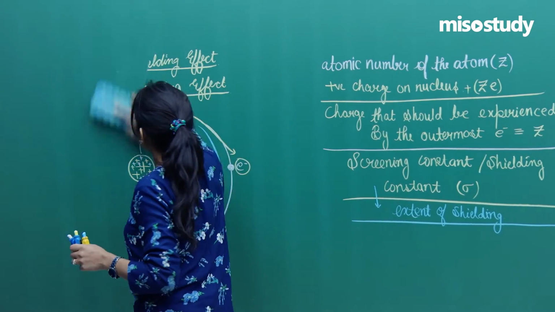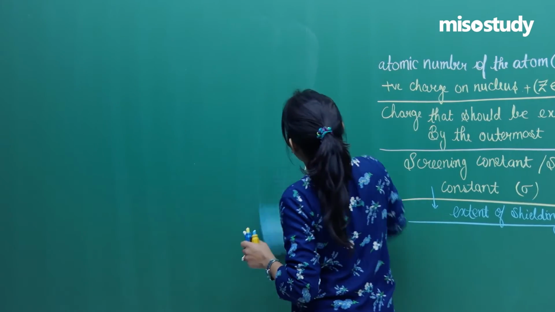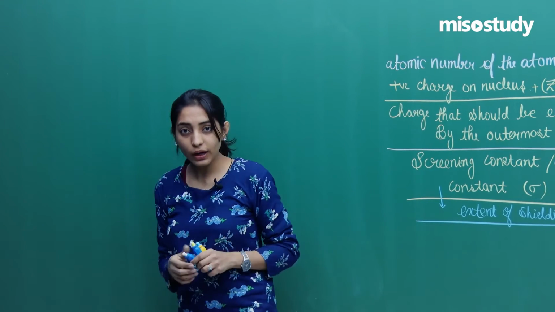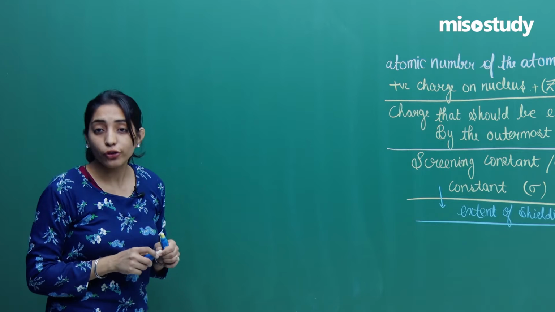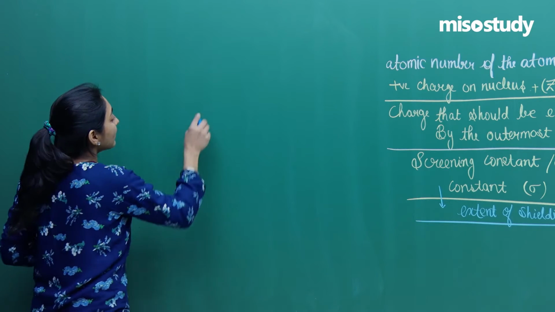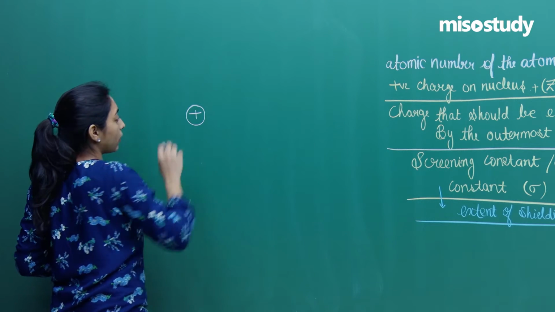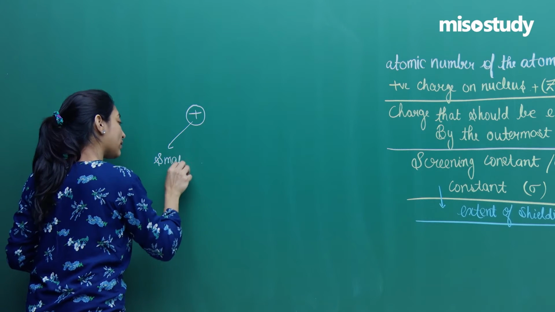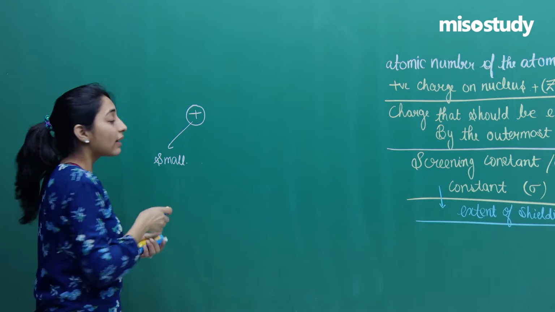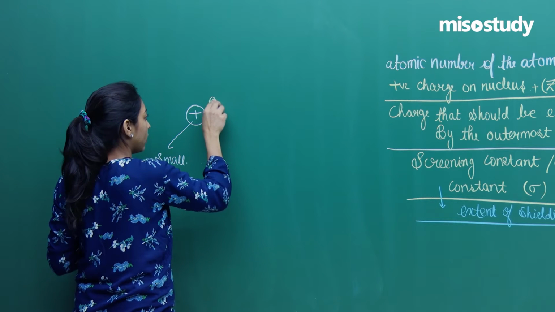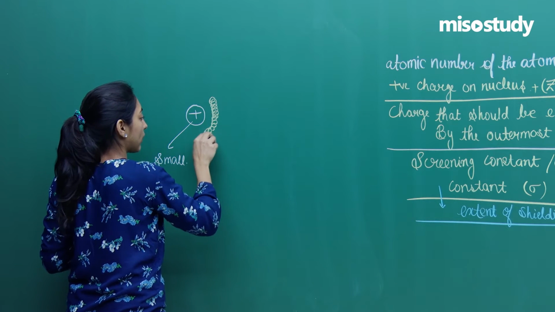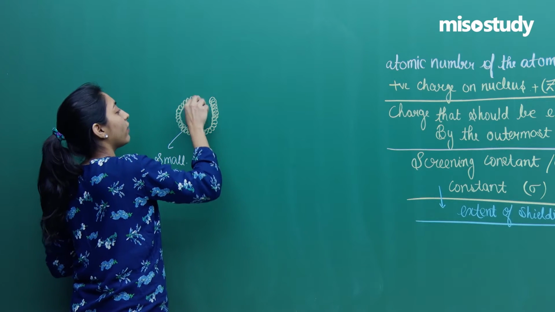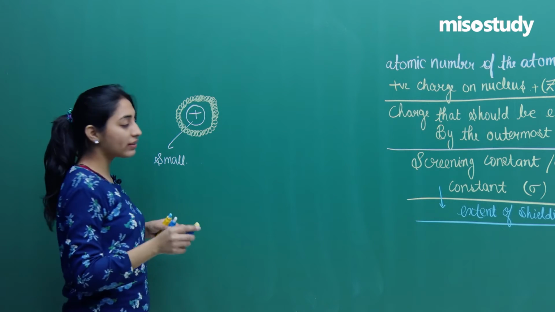Now moving further, this sigma value has been found to be different for s electrons, and it has been found to be different for p electrons, d electrons and f electrons. One another thing that I want you to remember very carefully is that if this is the nucleus, and I told you this in the last class also, the nucleus is quite small, then the electrons which are lying close to the nucleus can form a very effective shield. So they will have a very nice value of sigma.